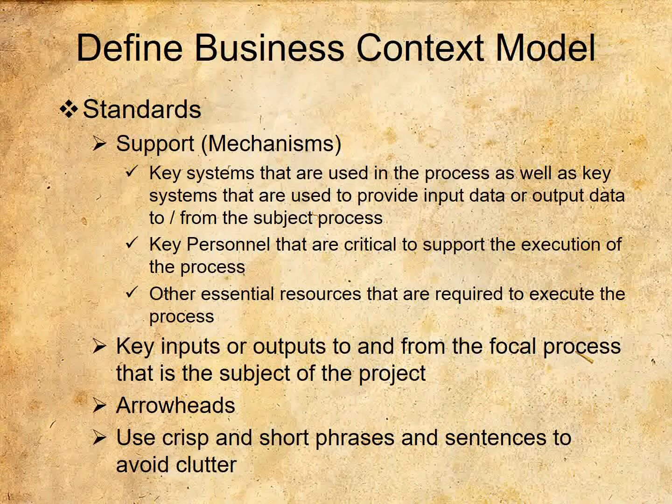Key systems that are used in the process as well as key systems that are used to provide input or output data to and from the subject process. Key personnel that are critical to support the execution of the process. Other essential resources that are required to execute the process. Key inputs or outputs to and from the focal process, that is the subject of the project. Inputs and outputs are usually not more than 4 to 6.